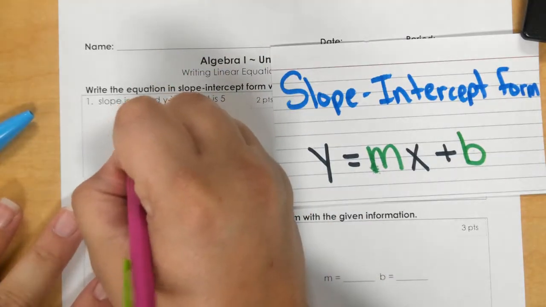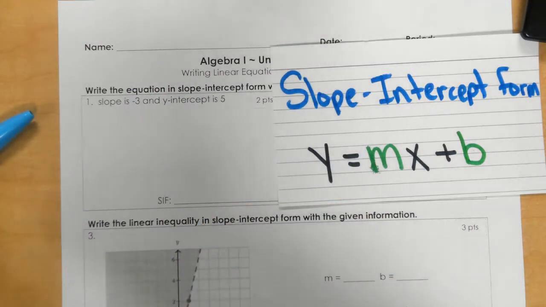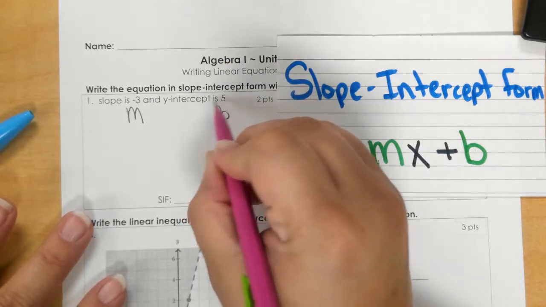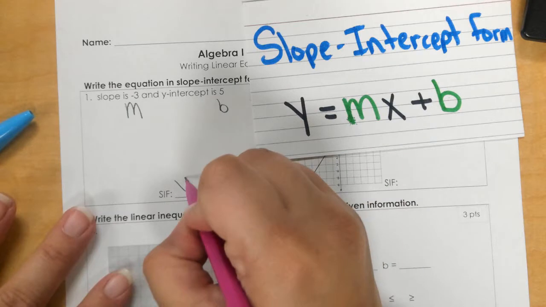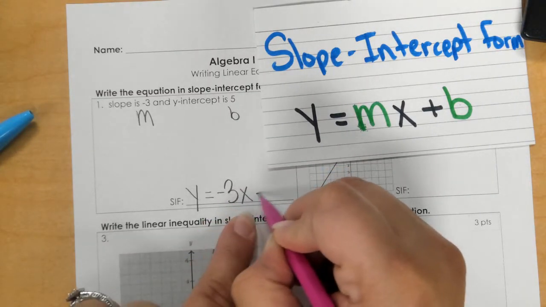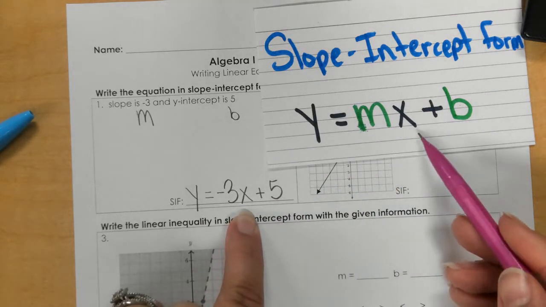So slope is -3. And b, or the y-intercept, is 5. And if I plug that into this formula, very simply, it's just y equals, my m is -3, and my b was a positive 5. Don't forget my x there, because I got to have my x, got to have my y.